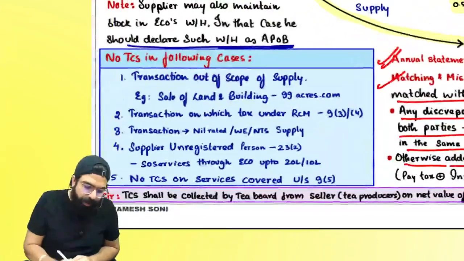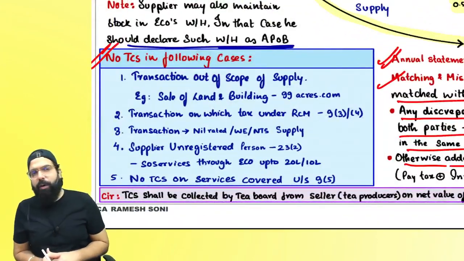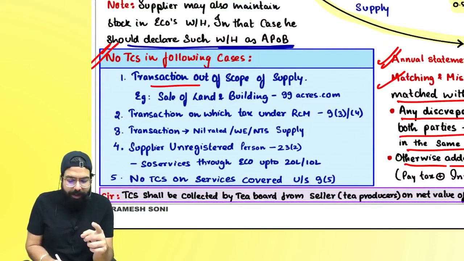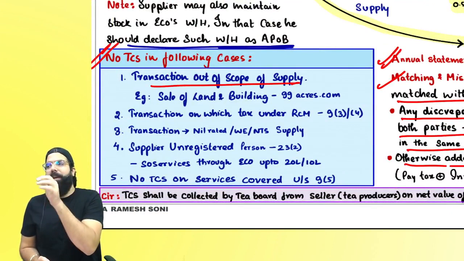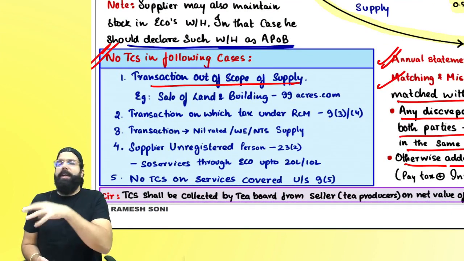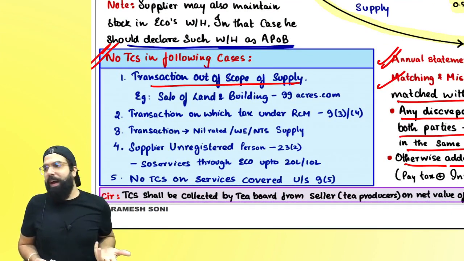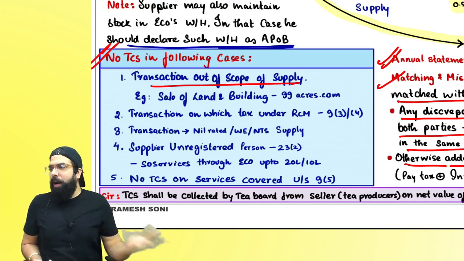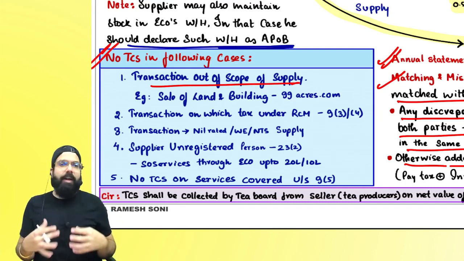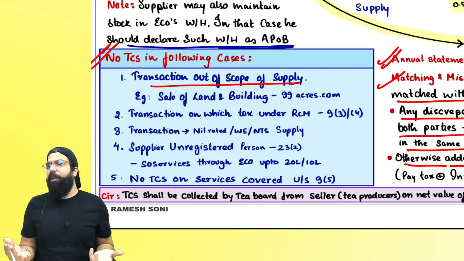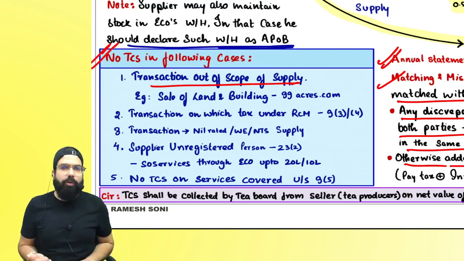Now, sir, what are the cases when an e-commerce operator is not required to deduct TCS? Number one, when the transaction is out of scope of supply. For example, the online e-commerce operator is 99acres.com. Now, 99acres.com went ahead and sold a flat, or sold a land. The payment for the land is received and will go to the supplier. In this scenario, because there is no GST on sale of land and building, TCS also will not come.